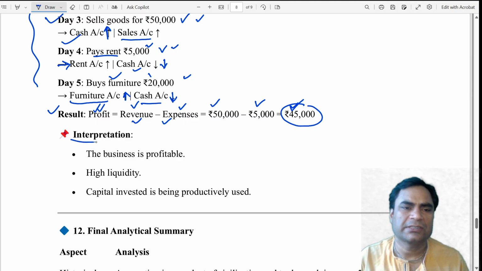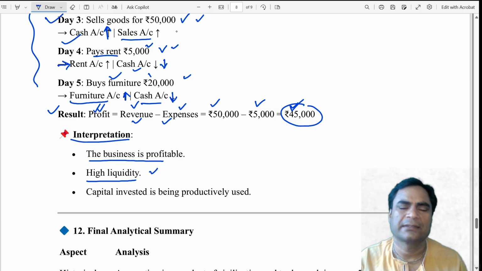So the interpretation of this is that the business is profitable, and high liquidity means you have rupees 1 lakh in your hand, so you don't have any problem of cash. It means you have plenty of cash. This is known as high liquidity. If you do not have a shortage of cash, then the liquidity is high. If there is a shortage of cash, then this is called low liquidity.